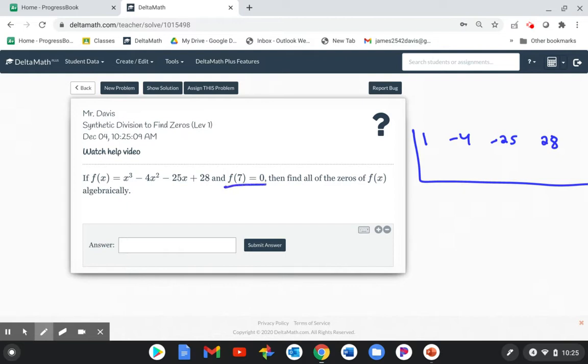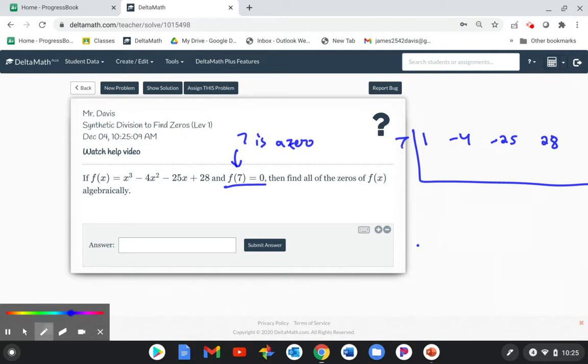Instead of giving us a factor, it says f of 7 equals 0. This means that 7 is a 0, because f of 7 gives us 0. So 7 is just going to be the number outside here. We don't do the opposite because it's not written as a factor. It's saying that the 0 is 7.